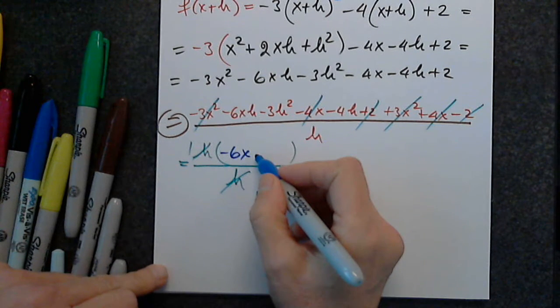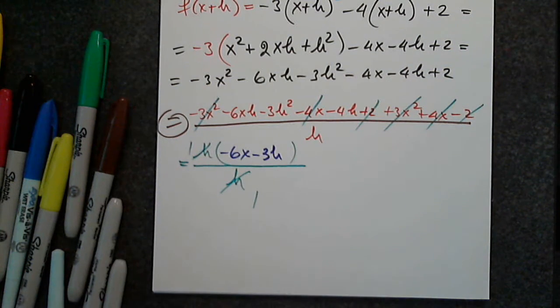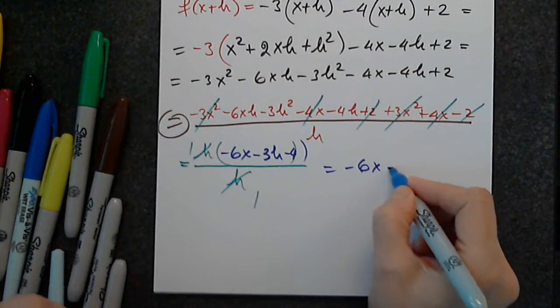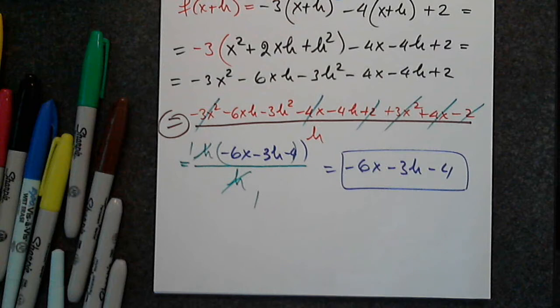Minus 3h, I completely agree. Minus 4. That's it. And this is the final answer: negative 6x minus 3h minus 4. This is it. It gives the rate of change of this function at any point.